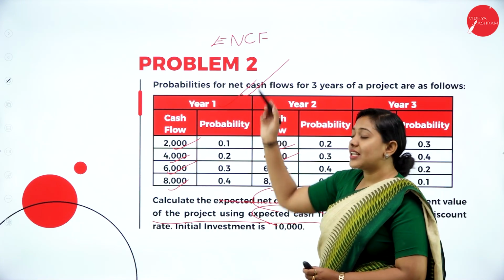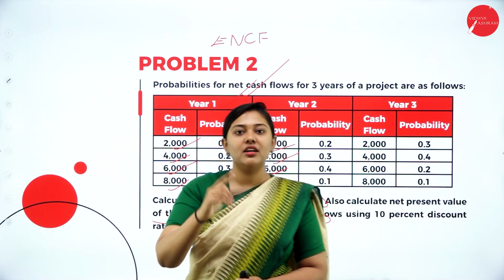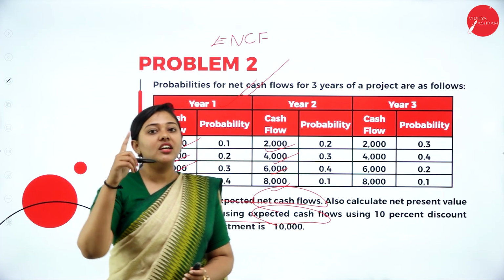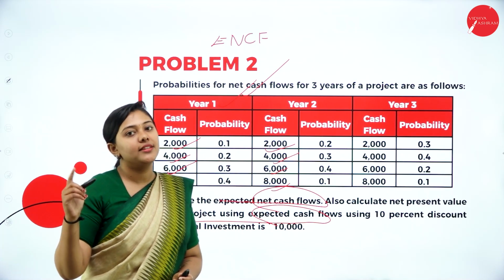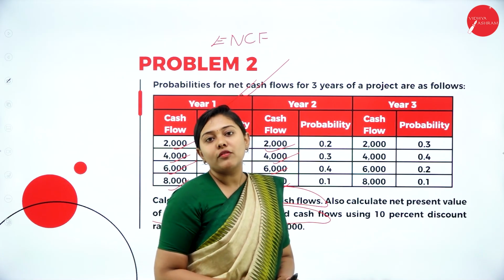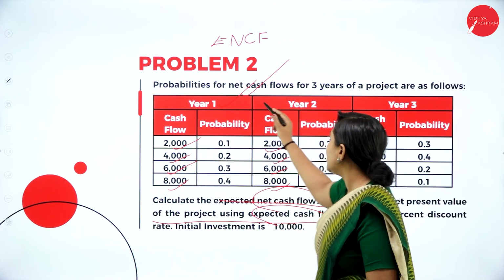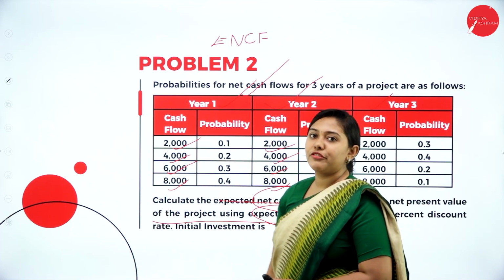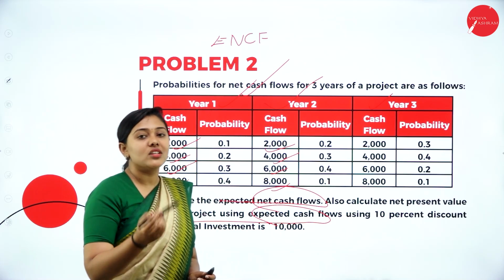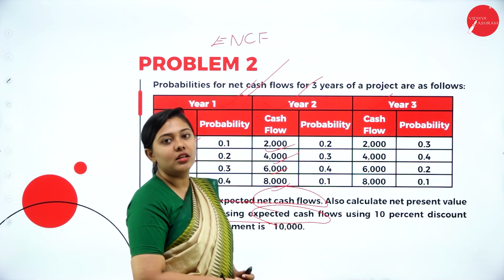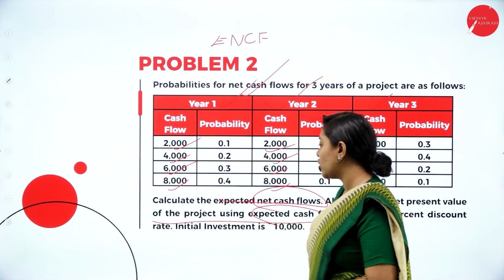So, in the last case, there was only 1 year. The discount factor for 1 year 10%, it was 0.909. But here the number of years are different. For second year, the discount rate will be different. And for the third year, your discount rate or your PV factor will be different. So let's look into that.